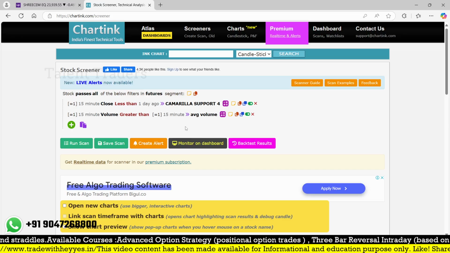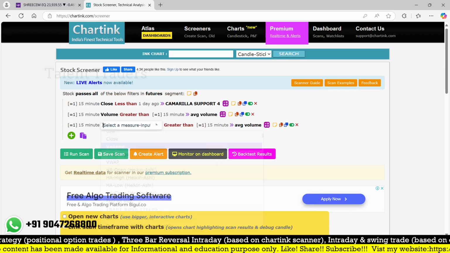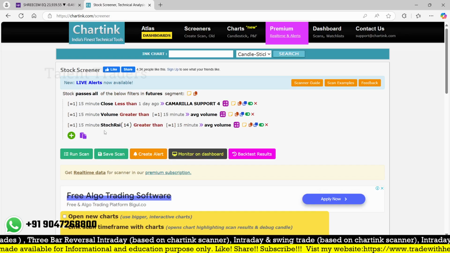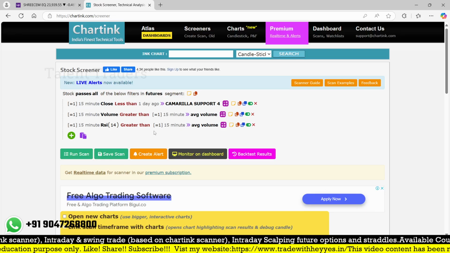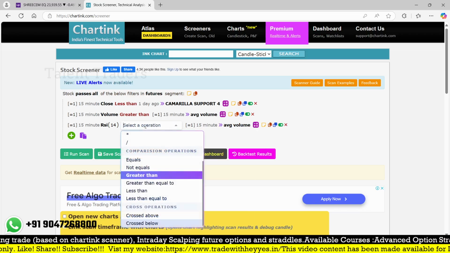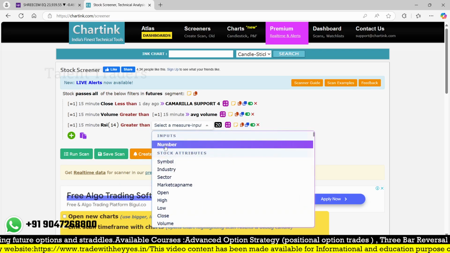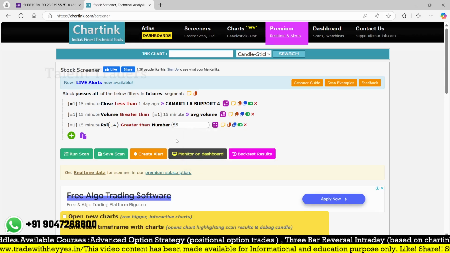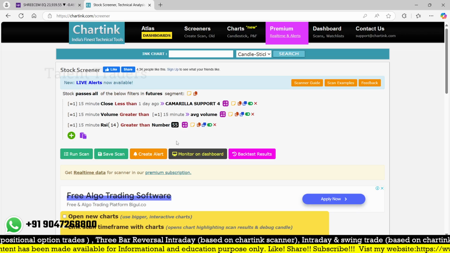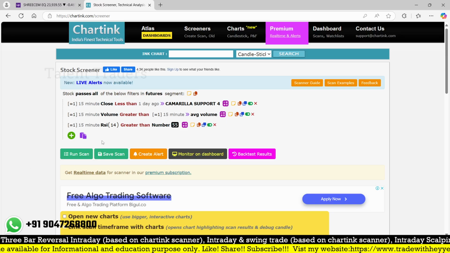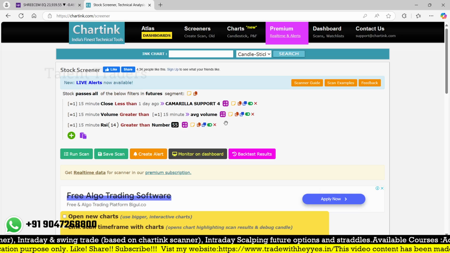Then RSI, which we are also going to focus on. Let me copy the scanner and change it to RSI on 15 minutes. It must be greater than, and here it should be a number, so we should remove the other parts. Greater than 55. Mostly in a down market we will see RSI below 50, but in this case we will check and then modify that. Same like that, it should be greater than, so let me copy the same one.